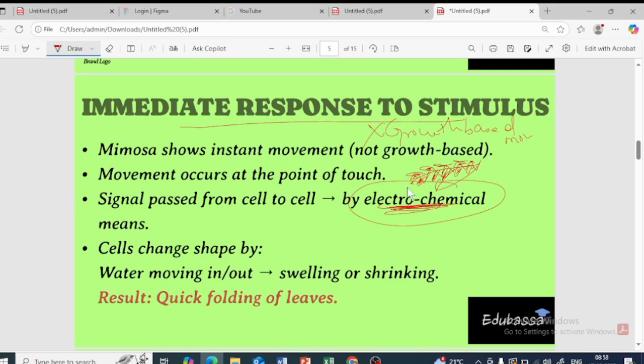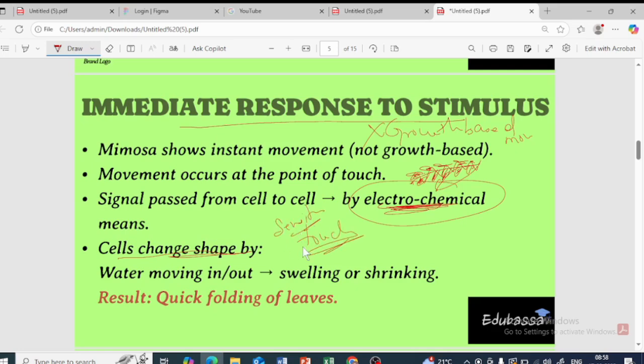So hence all of the leaves are basically what gets the signal. I mean, all of the cells get the signal, and hence what happens? It droops and closes the leaves. So how exactly it is going to close is nothing but cells change their shape. So it is very sensitive to touch.